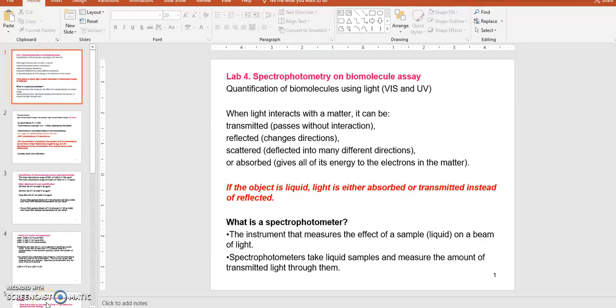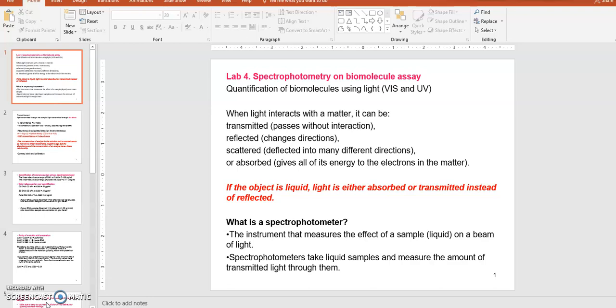Okay, Lab 4. Lab 4 is the spectrophotometry on biomolecule assay. So what it means is you're going to use a spectrophotometer to quantify the amount of biomolecules you have in your sample. Okay, so first of all, let's talk about the spectrophotometer. It's an instrument that is used a lot in the lab, especially the biotech industry labs. It is used for various types of quantification assays.